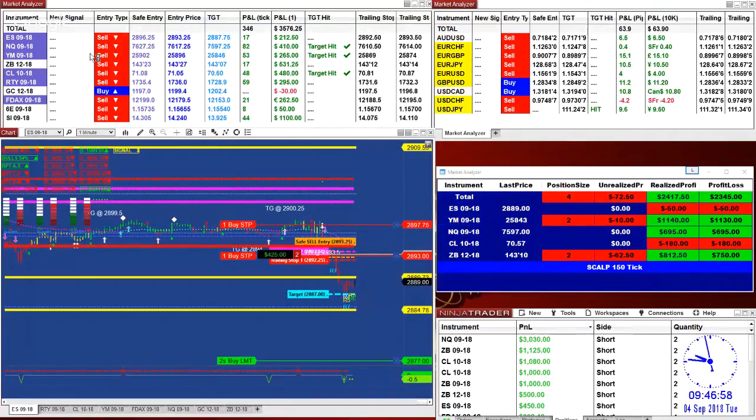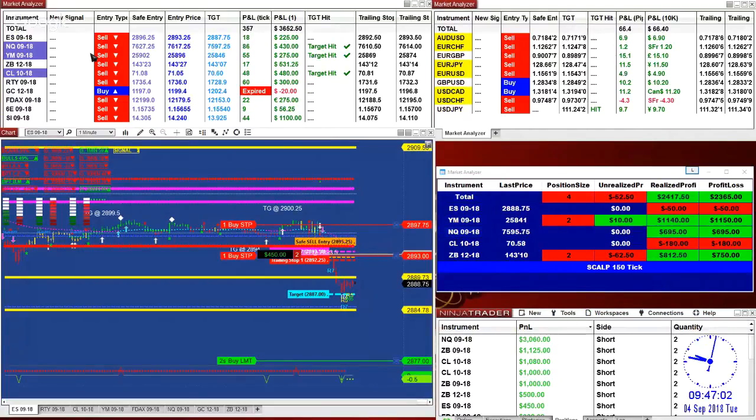For the ones that just joined us, we have actually three different automated systems right there. What you're looking at, this one here in the left upper corner, is your market analyzer.